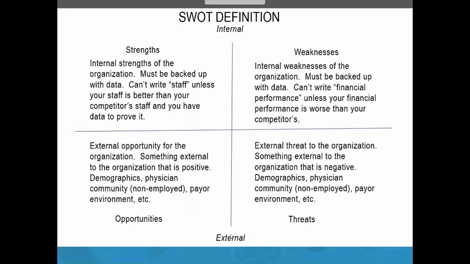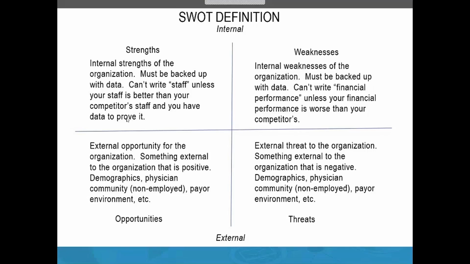But another mistake that hospitals make in strategic planning is using opinion without data in completing the SWOT analysis. So usually you'll have a meeting with leadership, and the first answer you receive from leadership when asked about what the strengths of your organization are, they may say staff. May be true, but you can't really write staff unless your staff is better than your competitor's staff and you have data to prove it. So what I recommend is you keep digging.